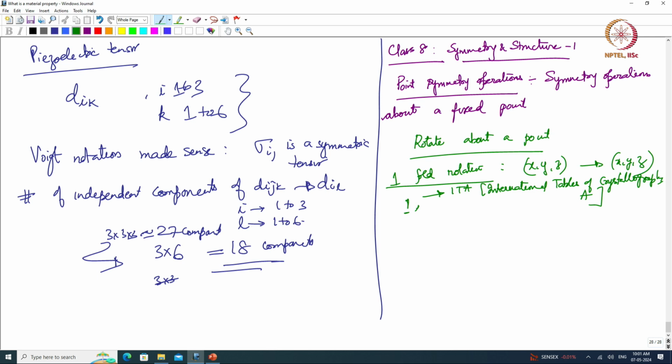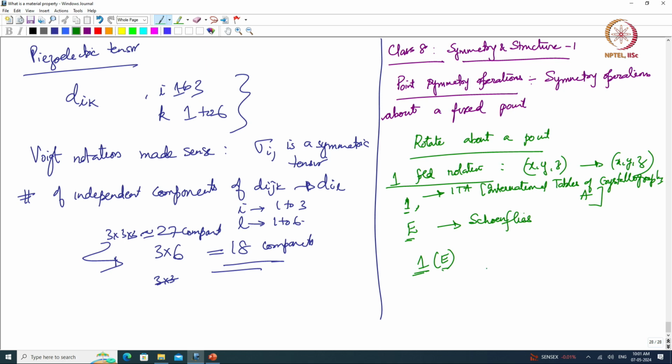In the ITA notation I am just going to call one-fold rotation 1, about a point, of a vector. There is another notation that mostly molecular chemists use, called Schoenflies notation. In the Schoenflies notation, this is just an identity operation which is called E. So, I am going to write it as 1 or E. This is the ITA notation, this is Schoenflies notation.